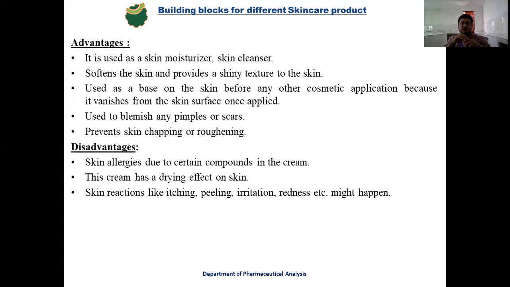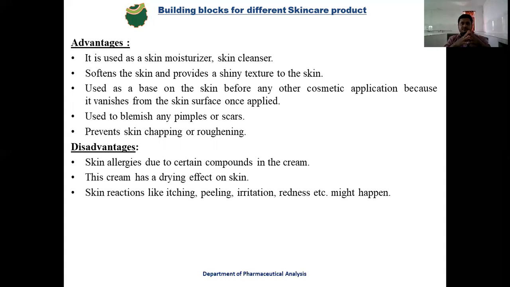After applying, we can easily use cotton or water to clean the skin. But the most important part is its use as a moisturizer and a base for other products. Skin cleanser is very secondary. For skin cleansing, there is another type of cream, cold cream or cleansing cream, which can be used as a skin cleanser. But here, the vanishing cream as a skin cleanser is a secondary point, not a primary point.